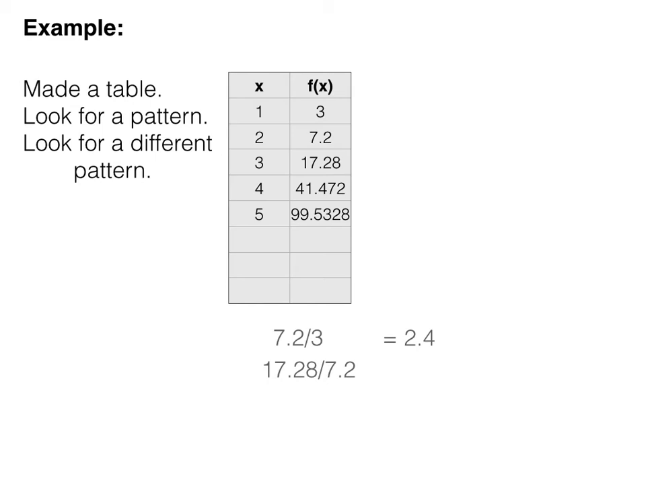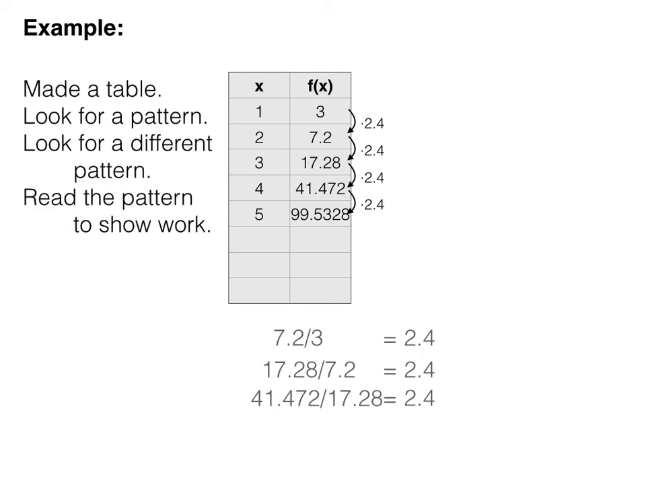17.28 divided by 7.2 is again 2.4. 41.472 divided by 17.28 again is 2.4. So we seem to have found a pattern. 3 times 2.4 is 7.2. 7.2 times 2.4 is 17.28. Times 2.4 for the next one, times 2.4 for the next one. You can go ahead and check it and see if that's right. Okay, great. So now we found our pattern. We're always multiplying by 2.4.